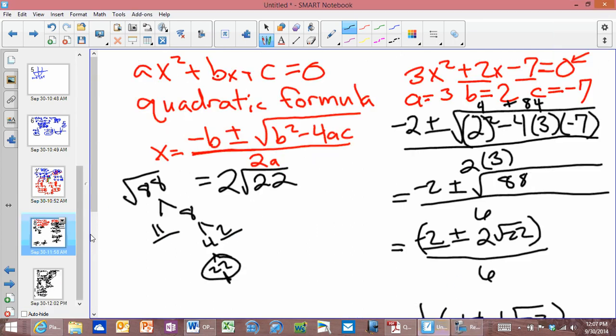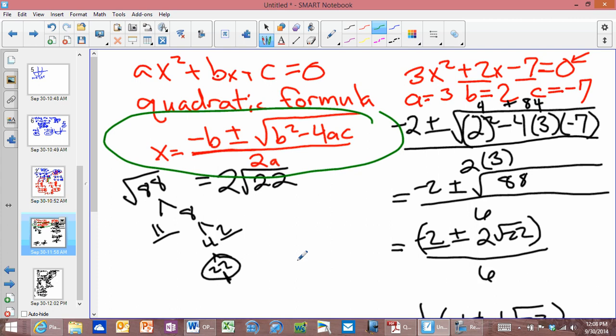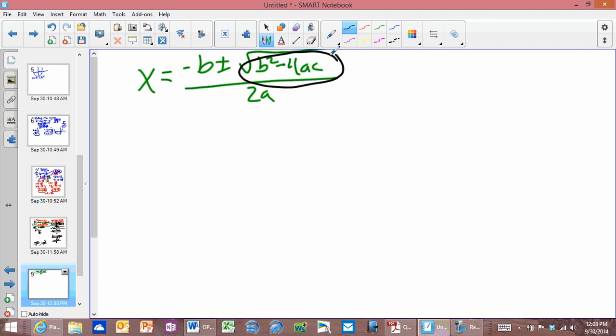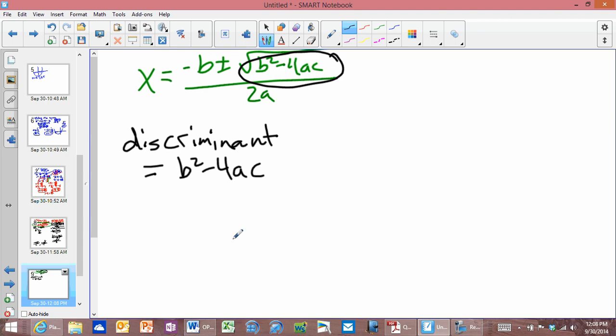Also, I need to talk about the quadratic formula. So I'm just going to copy this to another page. What we need to talk about is what's underneath this square root here. This has a name. It's called our discriminant. And our discriminant is equal to b squared minus 4ac. It is not the square root. Do not put the square root on top of this. It is just what's underneath there.